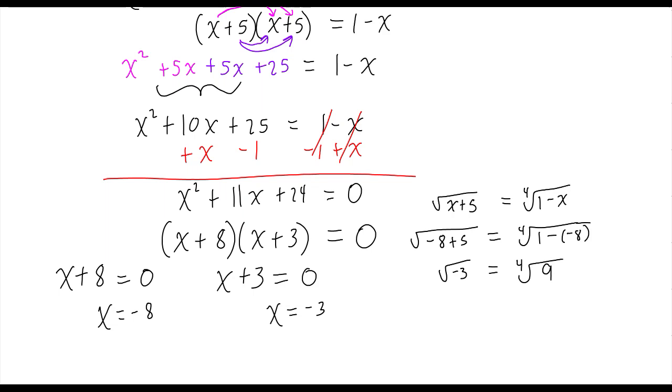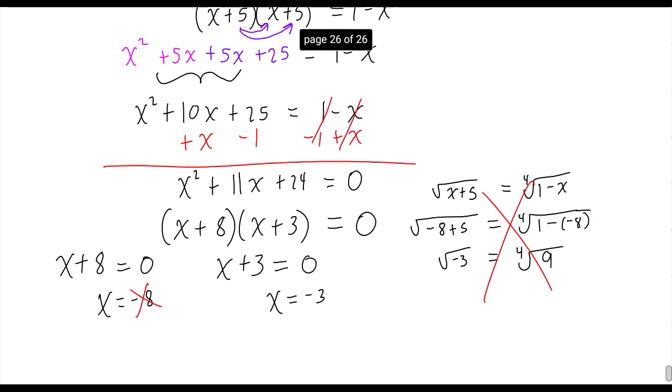Now we have to think about this 4th root of 9 business. But I don't have to continue working this out to see that this is not going to work, because a negative under the square root is going to give me an imaginary number here, not an imaginary number here. So without stressing ourselves out too much about simplifying this, we say that negative 8 is no good. Okay, let's try negative 3.